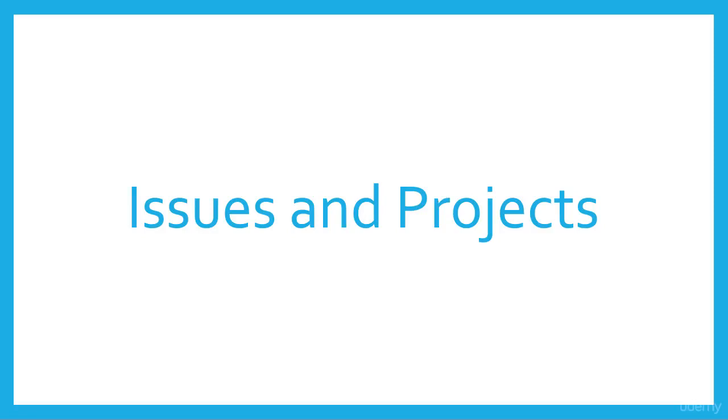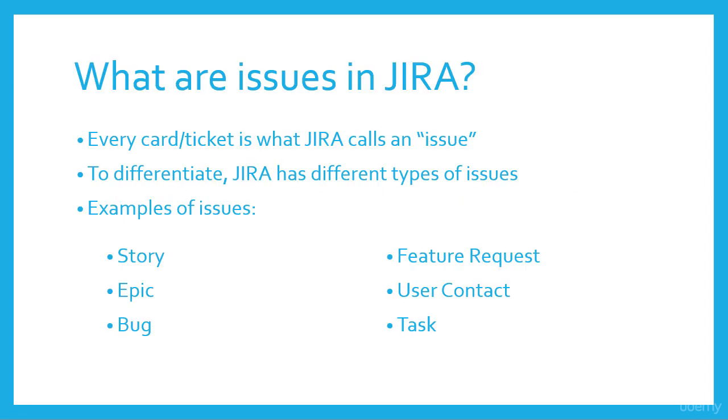In our last couple of videos, we looked at some general terms and processes for Agile methodology. Now, in the next couple of videos, we're going to look at some Jira-specific terms and what they mean inside of Jira. Let's start with issues and projects. So, what are issues in Jira?